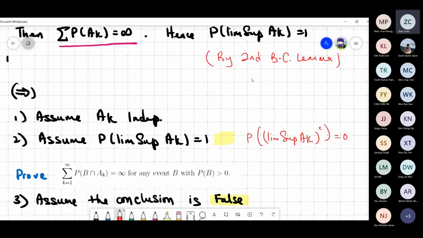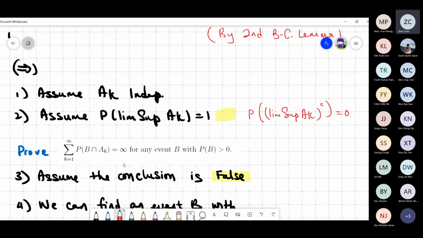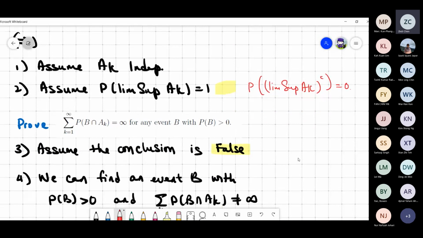So I'm going to do it indirectly. That is, I just assume the conclusion is not true, it's false. When we assume the conclusion is false, which means we can find an event with positive probability, and this is not infinity. So this is the conclusion. This is infinity for any event B with positive probability.